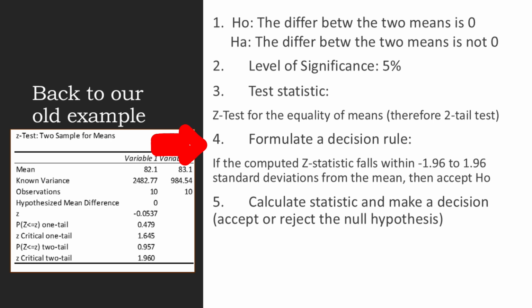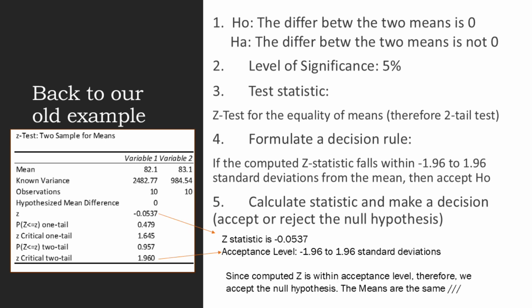If the computed z-statistic falls within negative 1.96 to positive 1.96 standard deviations from the mean, then we accept the null hypothesis. Then step 5, we calculate the statistic and we make the decision. Here we note that the computed z-statistic is negative 0.0537, and with an alpha of 5% or 0.05, the acceptance region falls within negative 1.96 to positive 1.96 standard deviations, under which the computed statistic lies.